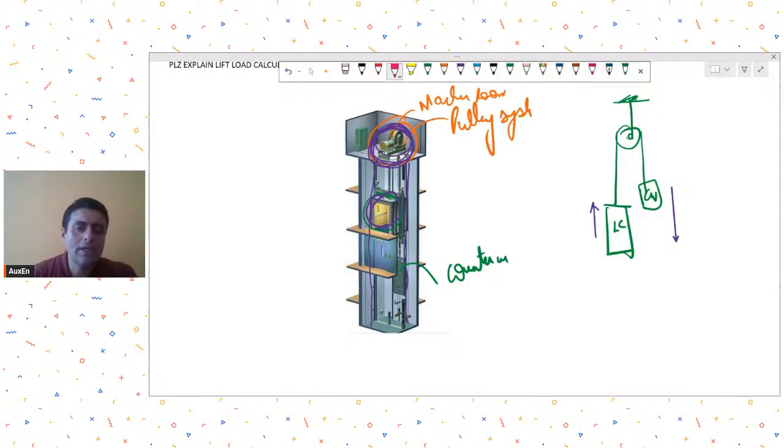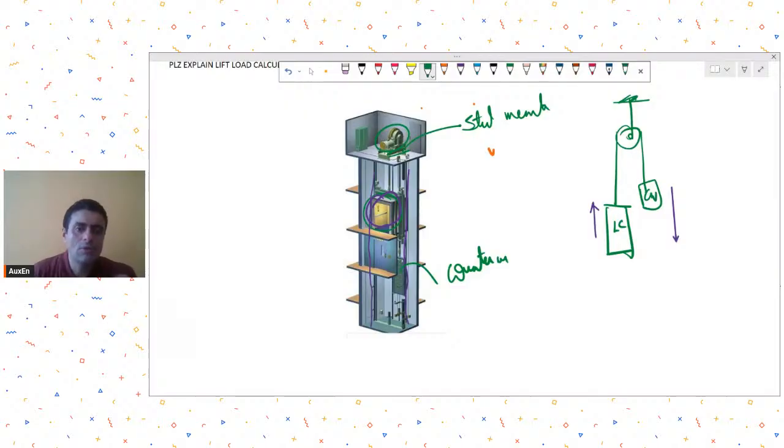Everything is hanging from this pulley. So whatever the load of the lift is has to be considered at this pulley level. Now typically, there are these steel channels, if you see. So typically there will be some steel members on top of which this pulley system will rest.